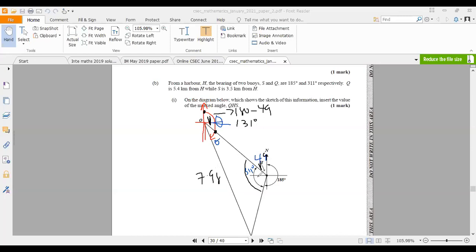Remember that this angle happens to be 126. The inside angle is 126. So this angle will match with this side, and this angle has to match with that side. So we're going to use the sine rule now, to find this angle here. I need to find this angle so I can add it to this big angle here, and that gives me the bearing of S from Q.